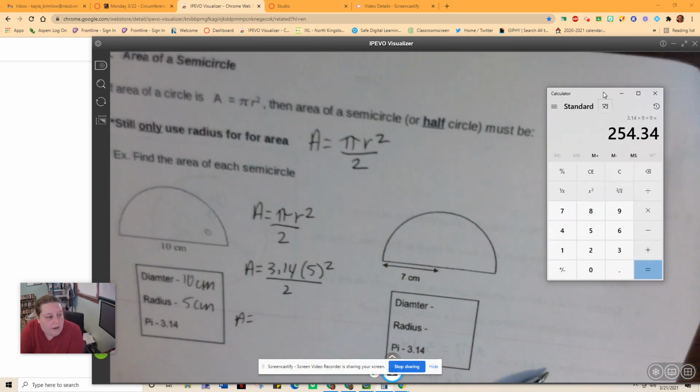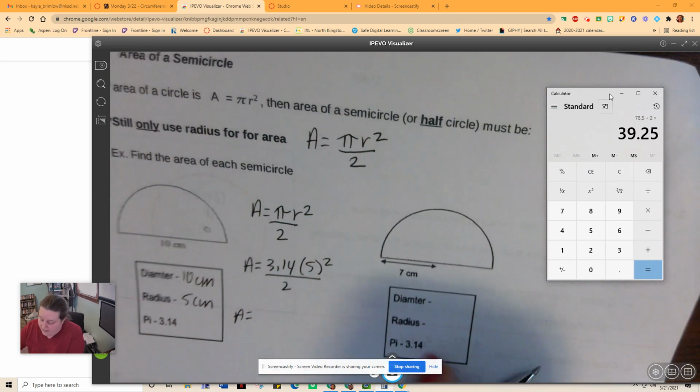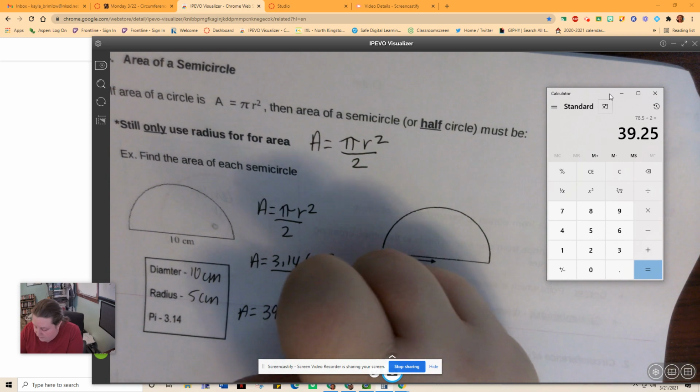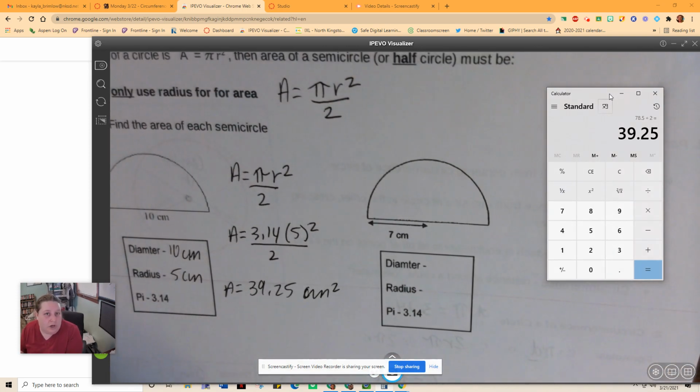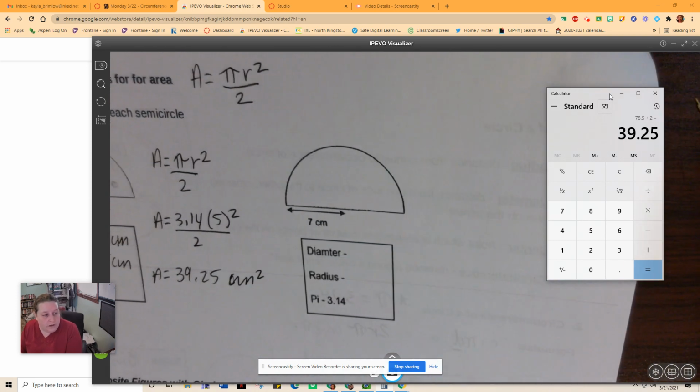So let's go ahead and bring over our calculator. So 3.14 times 5 again. And then I need to divide that in half, and I get 39.25 centimeters squared. Okay. Once again, we're working with area. We're talking about 2D space, so it's squared units.